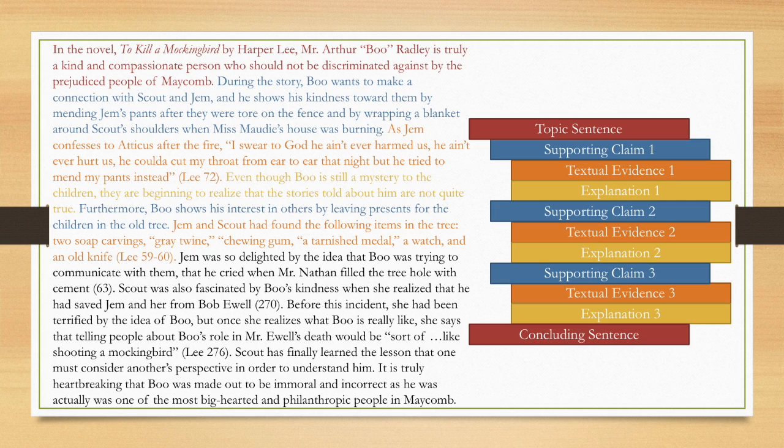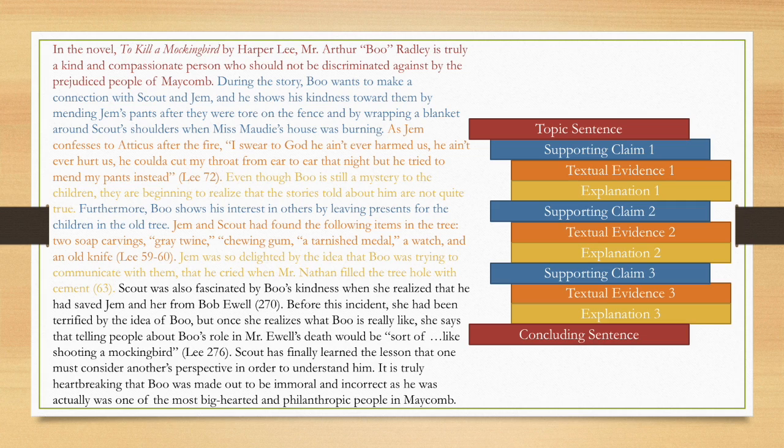"Jem was so delighted by the idea that Boo was trying to communicate with them that he cried when Mr. Nathan filled the tree hole with cement." So this is another explanation. They're showing us, again, that by finding these items in our textual evidence, they learned that Boo Radley is a kind and compassionate person. And they were upset when another character put a stop to these gifts that Boo Radley was anonymously giving the kids.